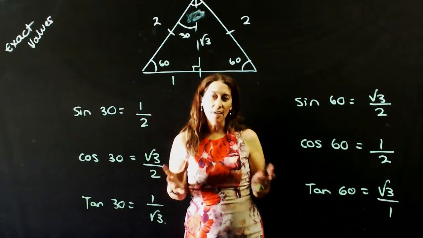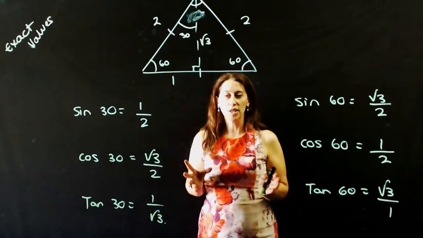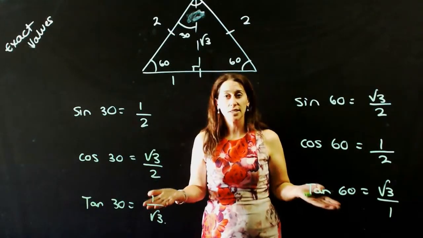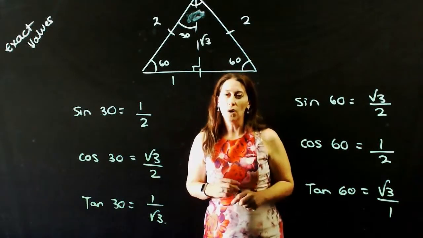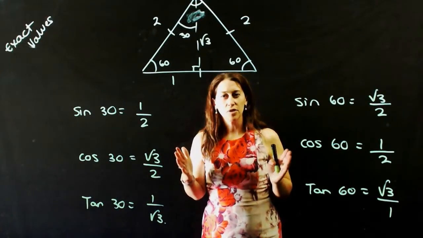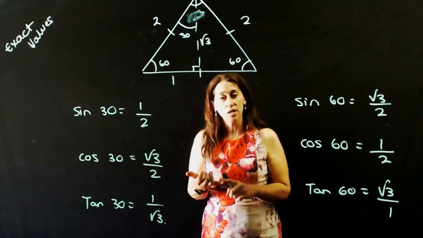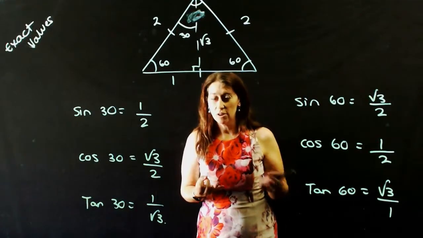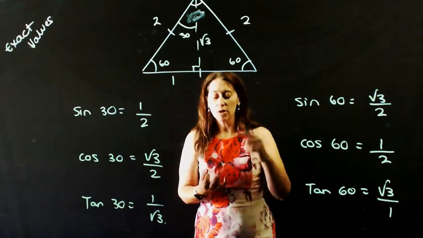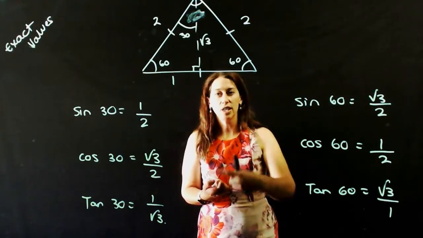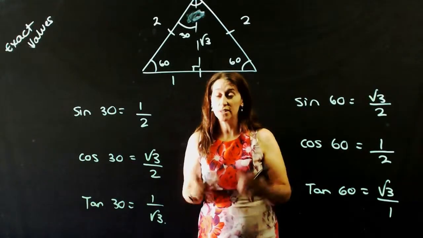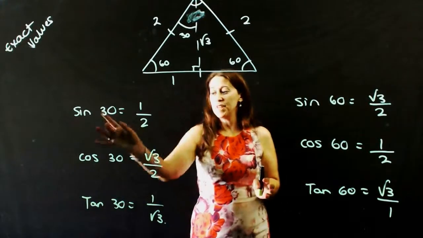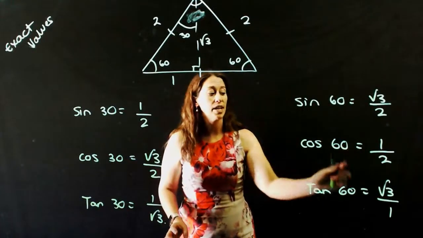And that's pretty much everything you need to know about these special triangles and how we can work out some exact values. Don't forget, other exact values are those boundary angles. So we can work out sine of 0, cos of 0, tan of 0. We can do 90 degrees, we can do 180 degrees, we can do 270 degrees, and so on. Don't forget, these can also be transferred into radians.